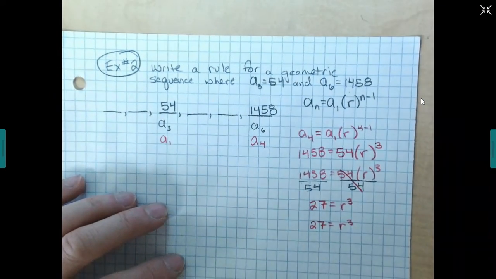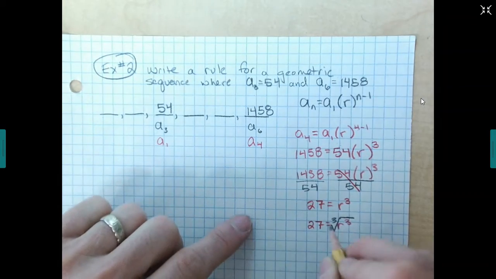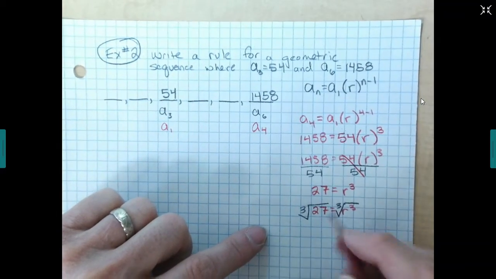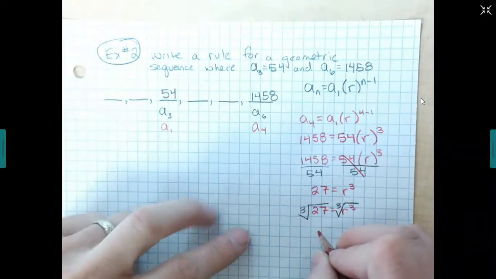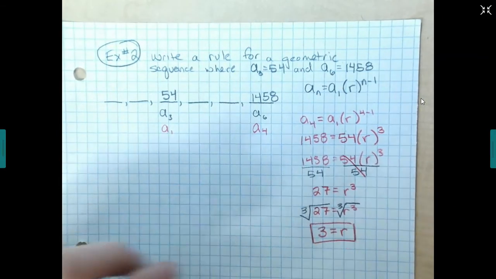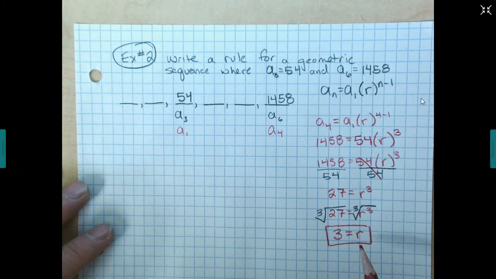So 27 equals r to the third. How do I solve that? Well, I take the third root. The third root of 27 is actually 3. 3 times 3 is 9, times 3 is 27. So 3 equals r.